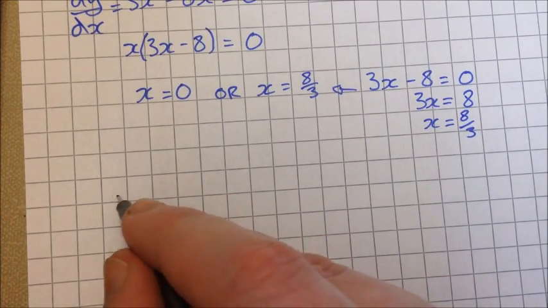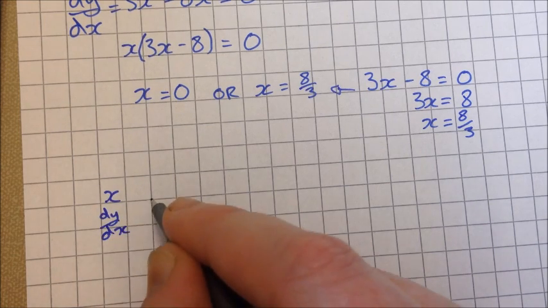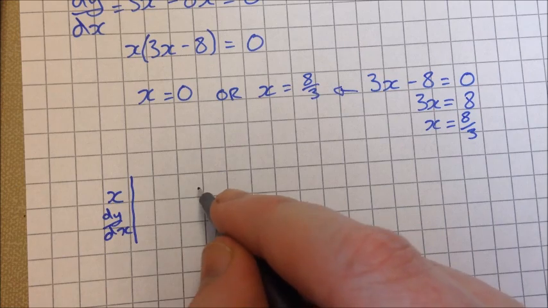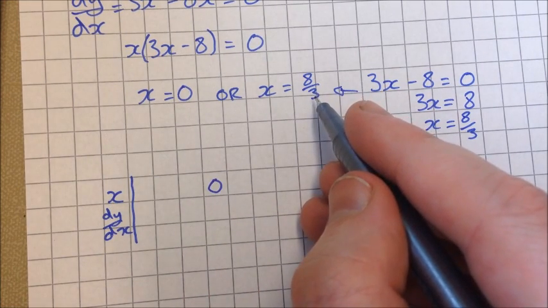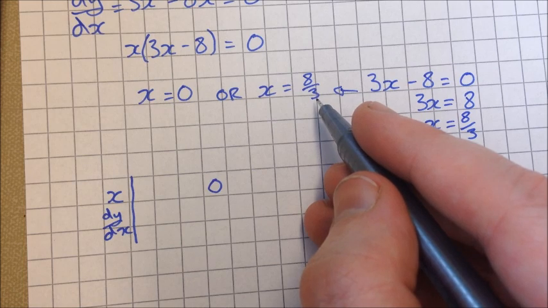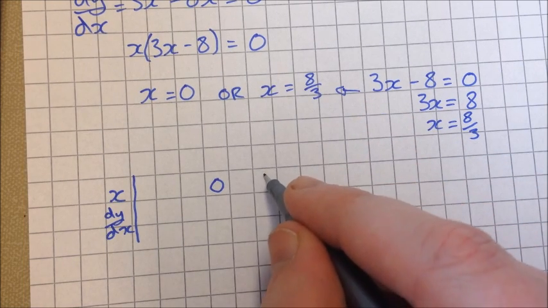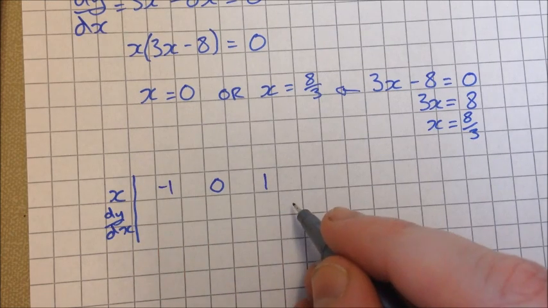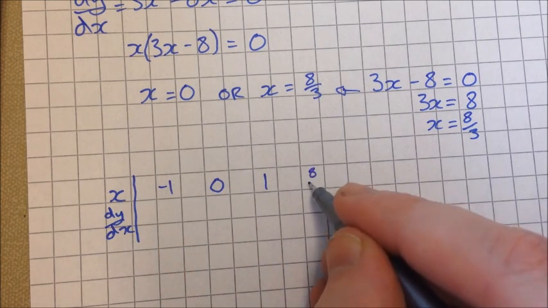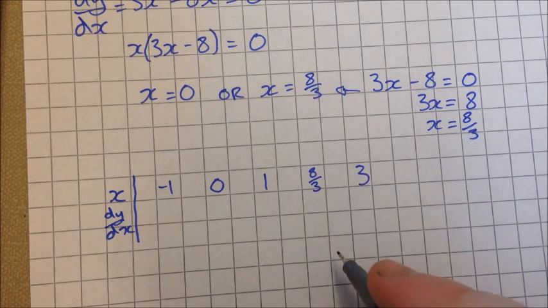Right, we need to find our values surrounding those two bits. So we've got a 0. 8 thirds is 2 and 2 thirds. So I'm probably going to go with 1. I'll go with negative 1 there, 8 thirds, and we'll go for a number above. We'll go for 3.